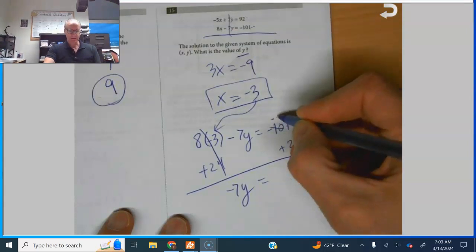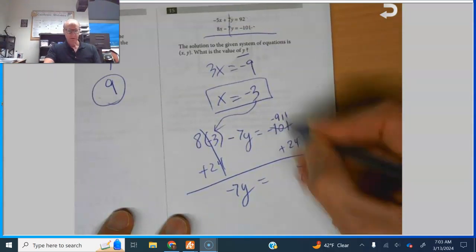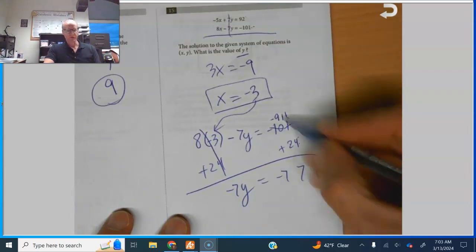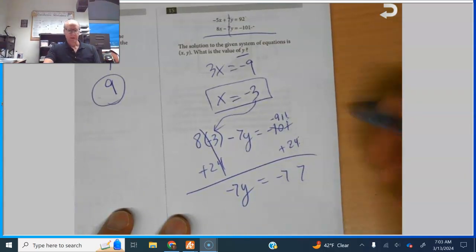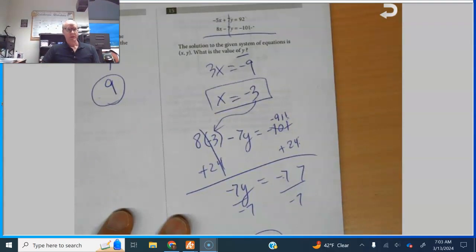This is negative. That's going to be 9, and that's 11. And 4 from 11 is 7. That's negative 77. The negatives win. I'm doing a subtraction here. That's all I'm doing, and putting the negative with the biggest. Divide by negative 7, and we get 11 for y. We could test it in the other one if we had time.